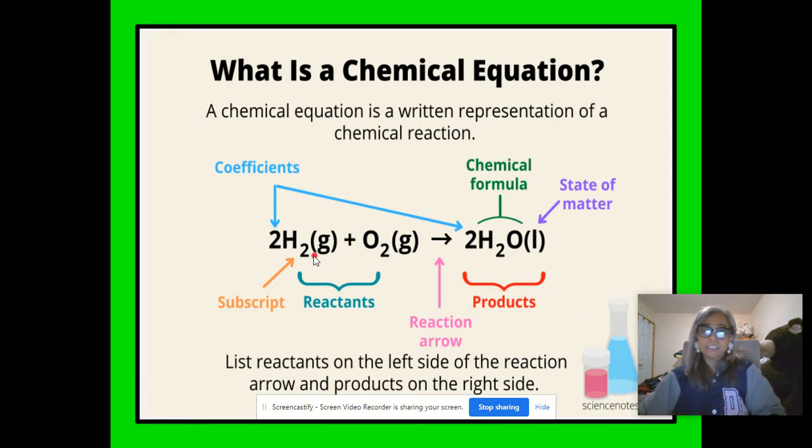Now, of course, substances are represented by chemical formulas. And if you see a number before a formula, that means that's the coefficient or the number of molecules. And the smaller number beside an element would be the subscript. It tells us about the number of atoms. Okay? And at times, of course, you get to see the states of matter, like a G for gas, L for liquid.